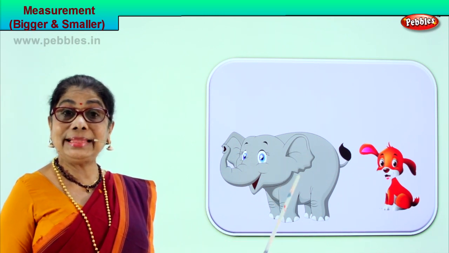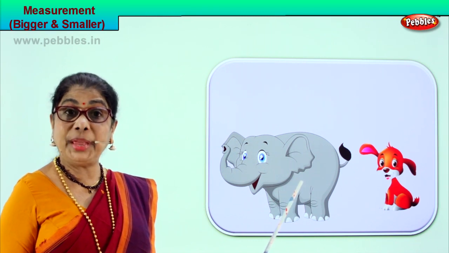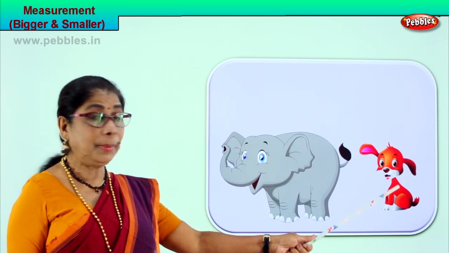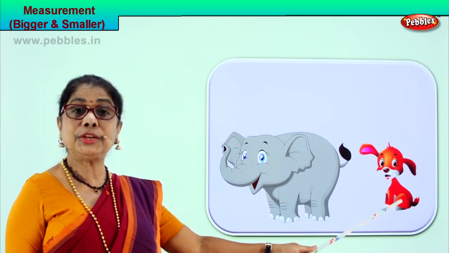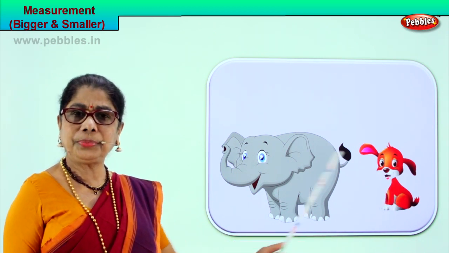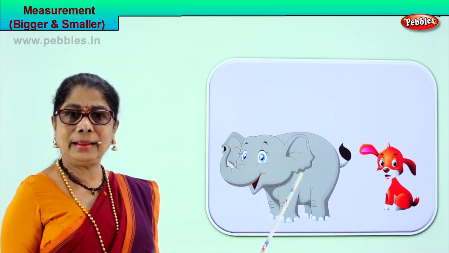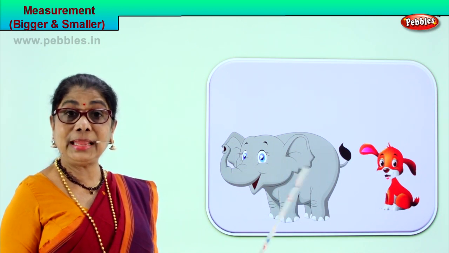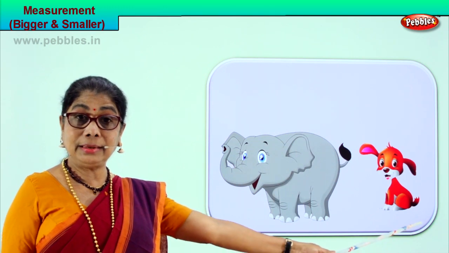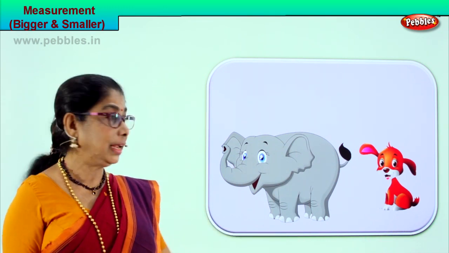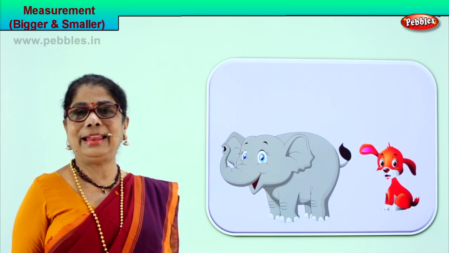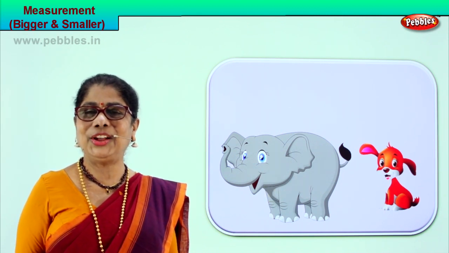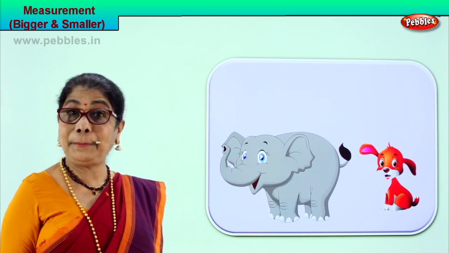So we say this elephant is bigger than the puppy or the dog. Or we say this dog is smaller than the elephant. Elephant is bigger than the dog. Or you say the dog is smaller than the elephant. Yes? Good. Let's take another picture.